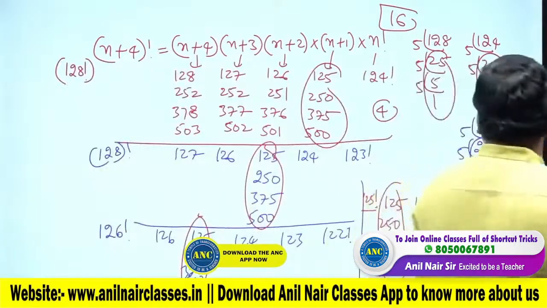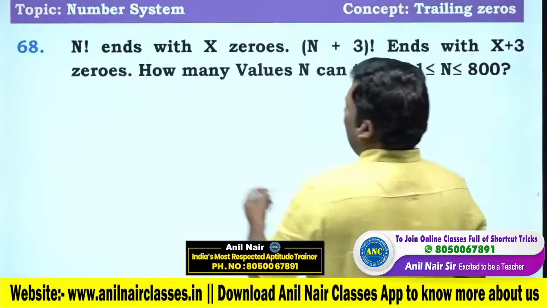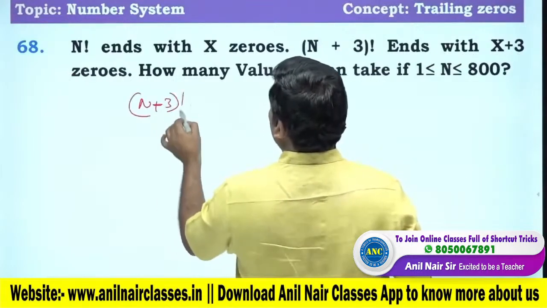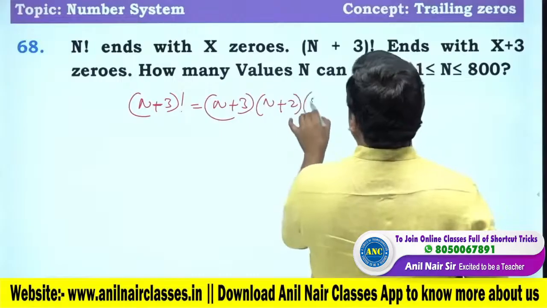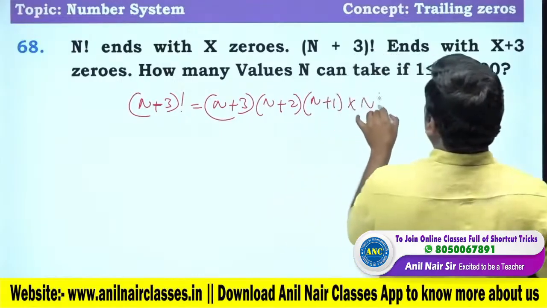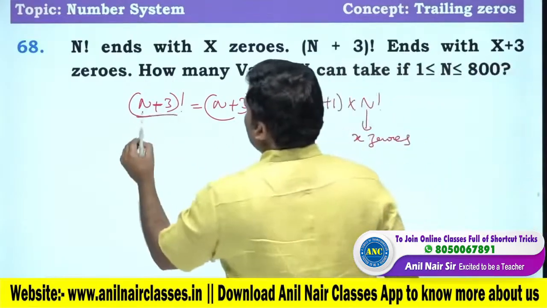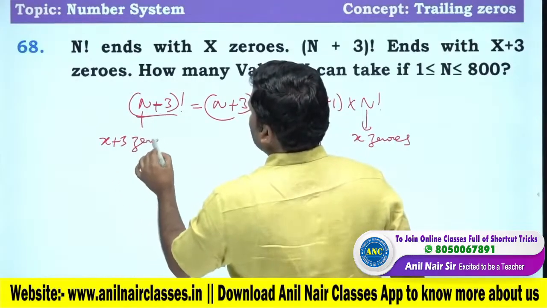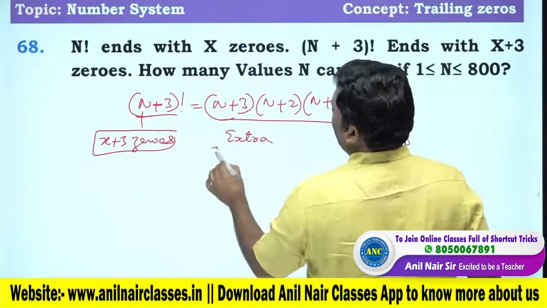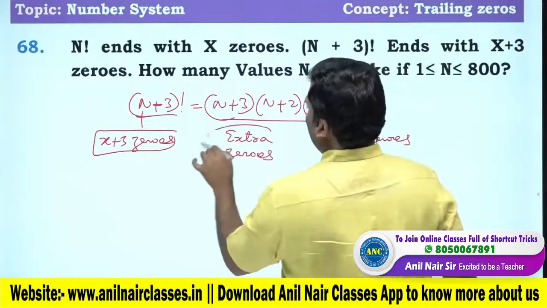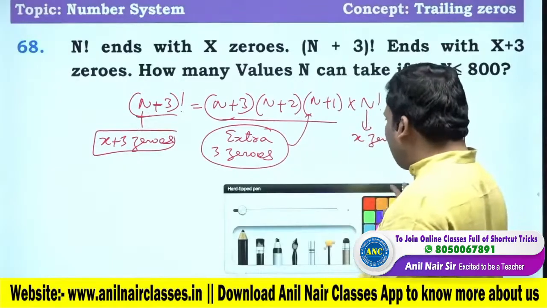Analyze this question, sir. It's a beautiful question. Directly it is 16. Now, directly we will write n plus 3 factorial. This question we will not do that much. It is n plus 3 into n plus 2 into n plus 1 into n factorial. N factorial contains x zeros. This contains x plus 3 zeros. That means extra 3 zeros. Extra 3 zeros can come from any one out of the 3 numbers.